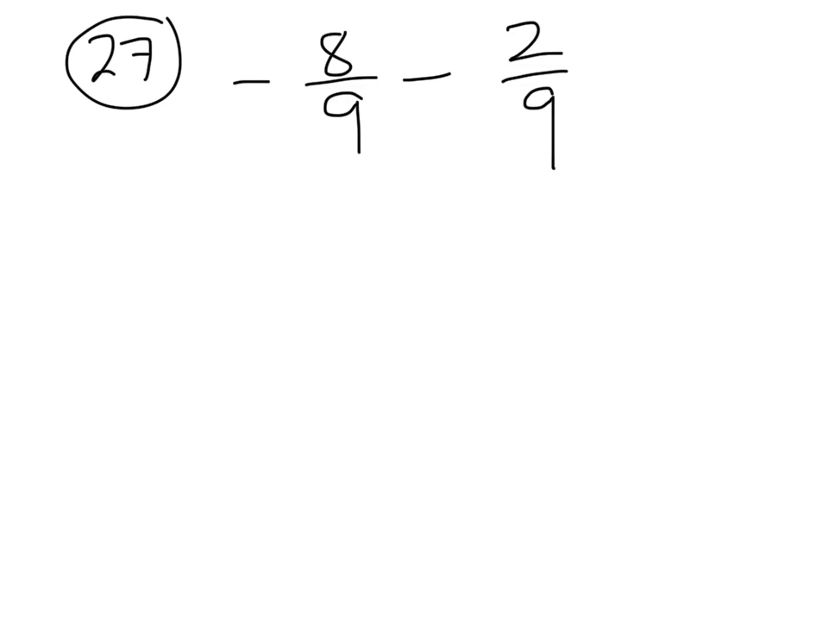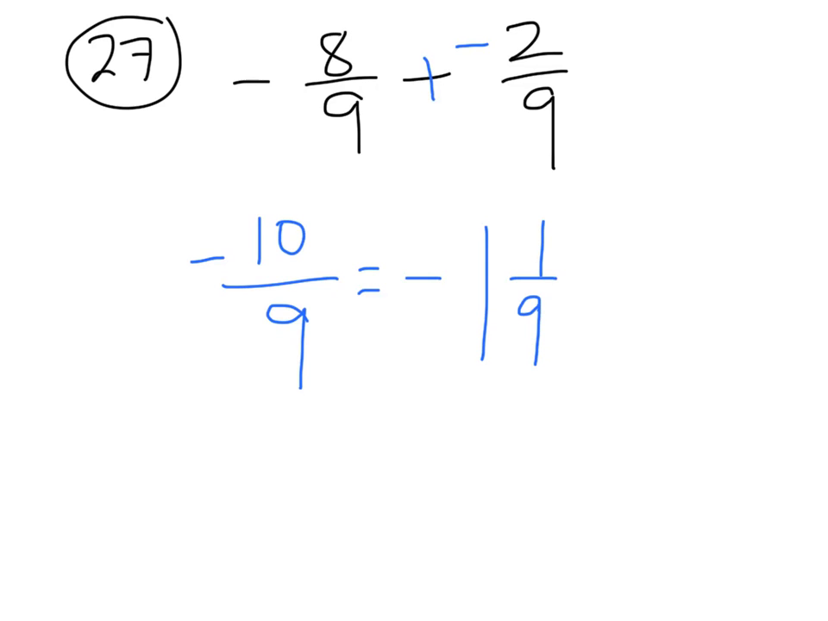Number 27, -8/9 minus 2/9. Rule 1, get common denominators. They're already there. So I'm going to subtract my numerators, -8 minus 2. So -8 plus -2 is -10. Keep the same denominator. That's an improper fraction, so I have to change it to -1 and 1/9.